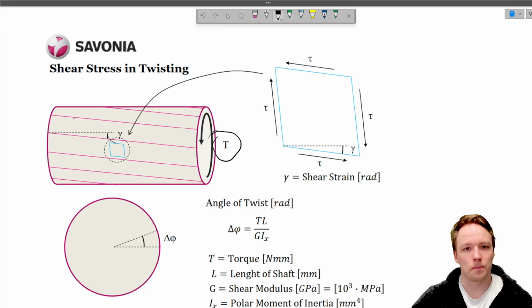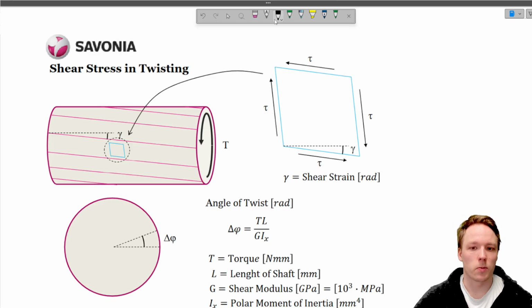Now in strength of materials we have a way to calculate how much the material has twisted, how many degrees it has twisted, and also we can calculate the maximum shear stress on this piece of material that we are twisting.